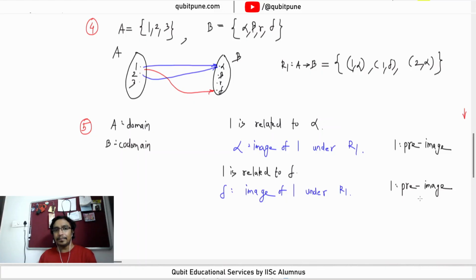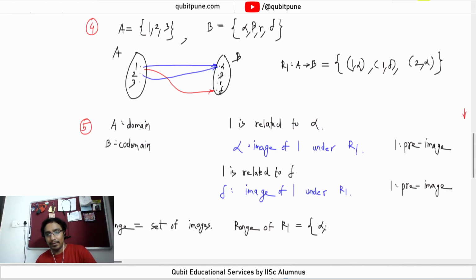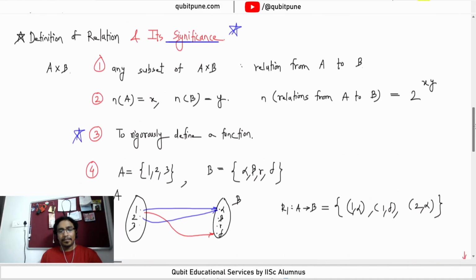And what is range? Range is the collection, let me be precise here, the set of images. So the range of R1, can anybody tell me the range of R1? Very good. Is that clear? Yes, you can take it down.